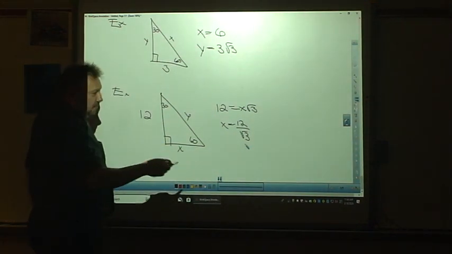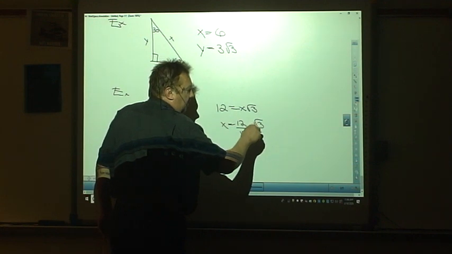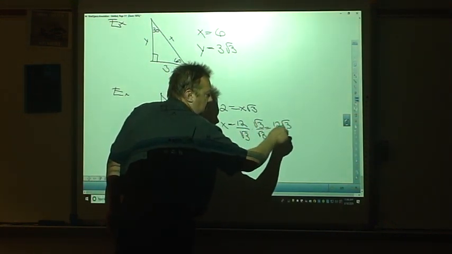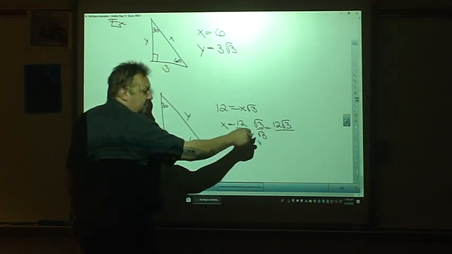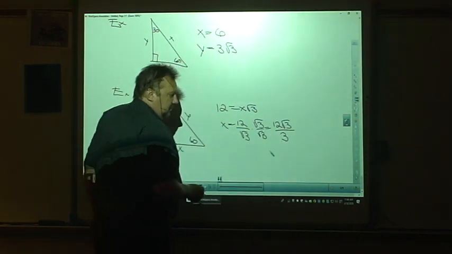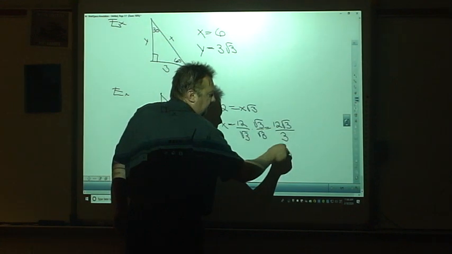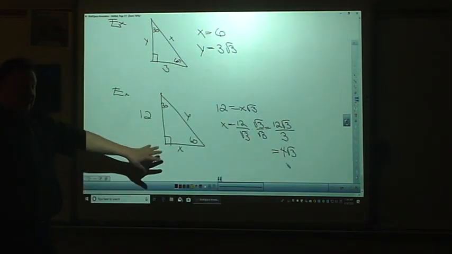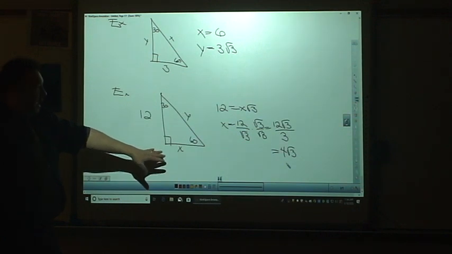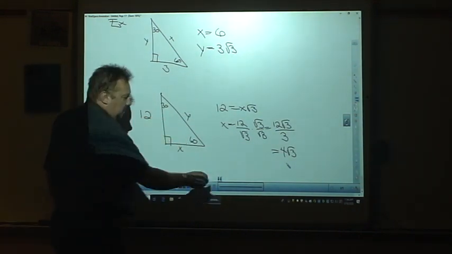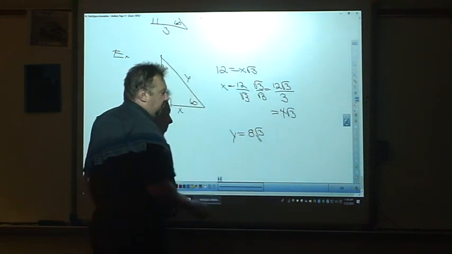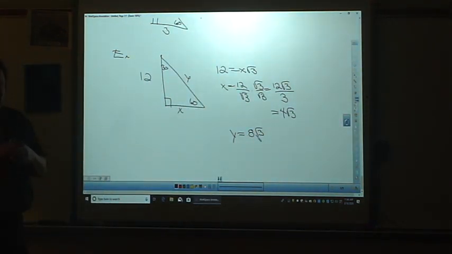Don't want a square root of 3 on the bottom, so I'm going to multiply the top and the bottom by the square root of 3. Square root of 3 times square root of 3 is square root of 9, which is 3. And finally, I simplify by dividing. That's the hard part. Now, y is whatever is double that. 8 square root 3. That's it.